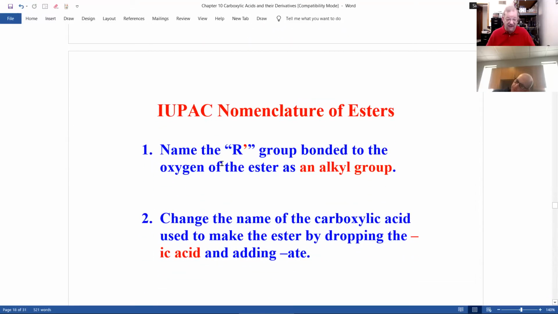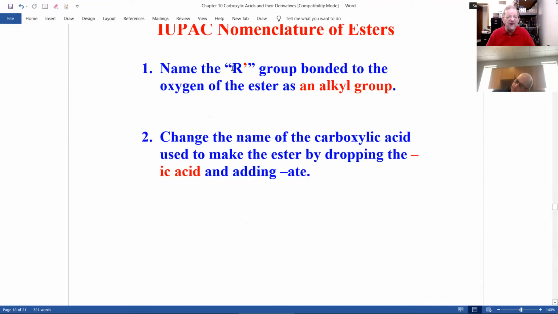So how do you name an ester? Well, you name the R prime group bound to the oxygen as an alkyl group, and that goes in front. And then change the name of the carboxylic acid used to make the ester by dropping the IC in the word acid and adding ATE.